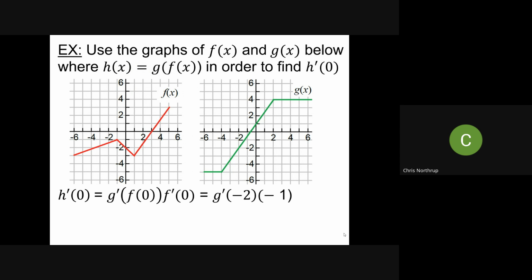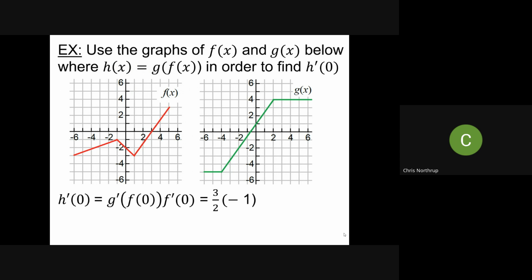So now what I need to do is go over to the g graph, and if I go to -2, I'm going to do the same thing. I'm going to use rise over run to figure out the slope of g at that point. Even though at -2 it might seem kind of weird, from that point I can eyeball it. It looks like the rise over run would be 3 over 2, so up 3 over 2. So it looks like I get 3 over 2 times -1, which is -3/2.